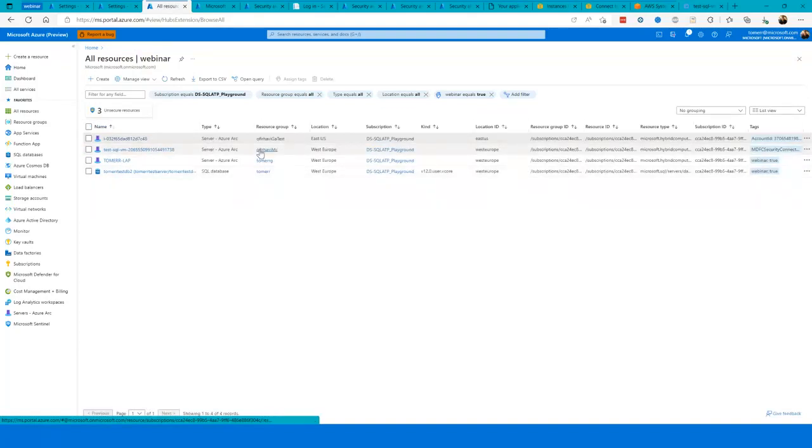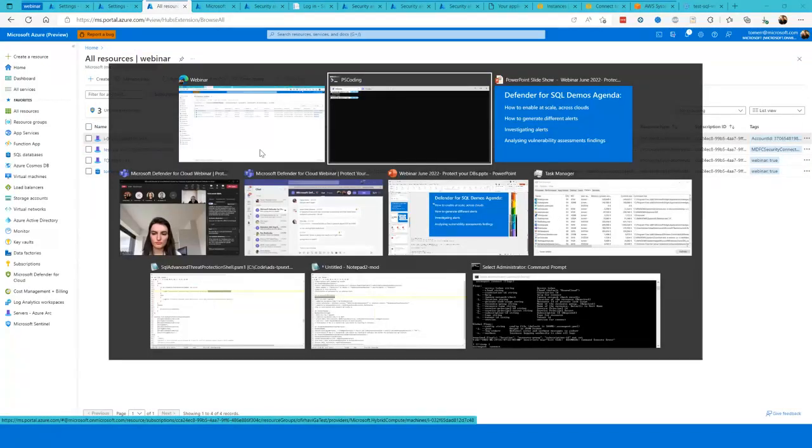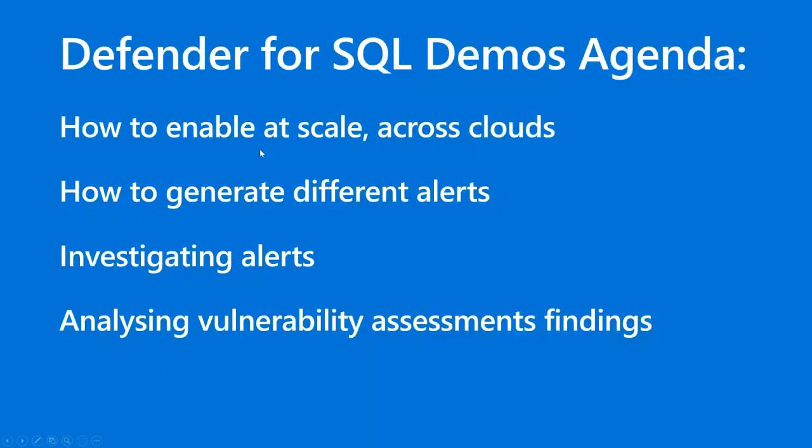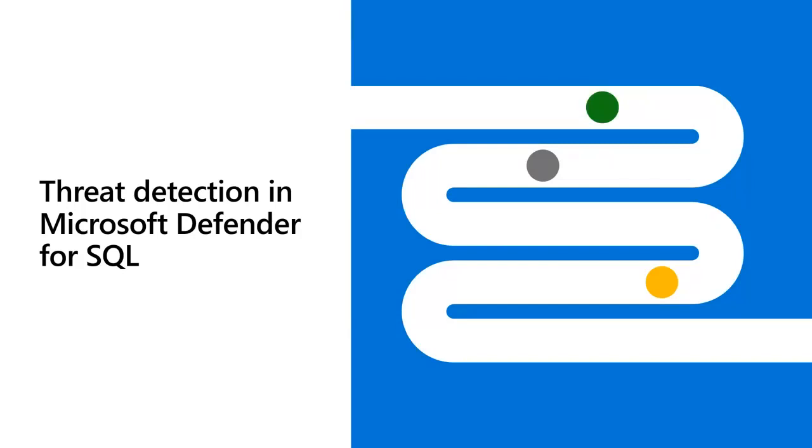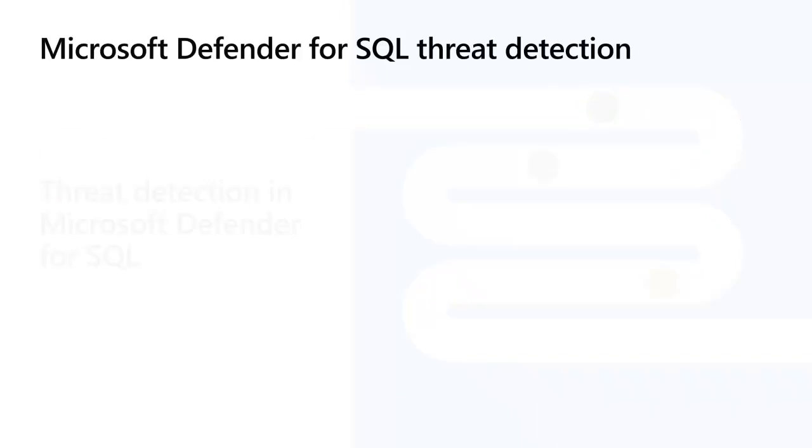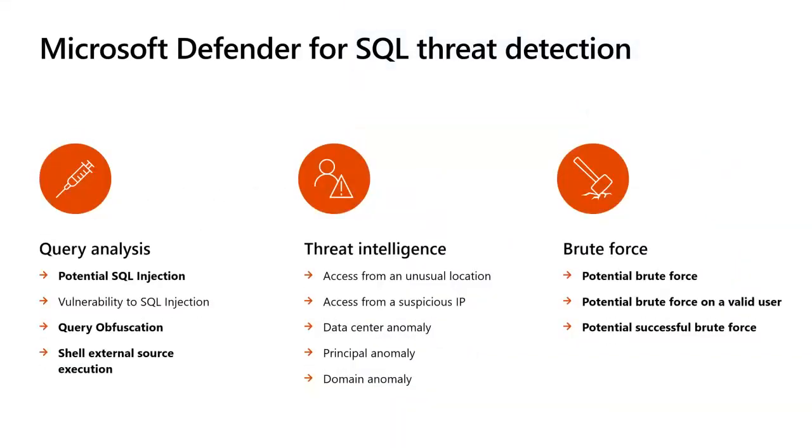The next thing would be for us to go over alerts and how they can be generated and investigated. So let's talk about what alerts we have. We have three main categories of alerts. The first one are alerts that analyze your queries. We have here the SQL Injection family of alerts, potential vulnerability, query obfuscation, and shell external source execution, which we'll demo in a bit.